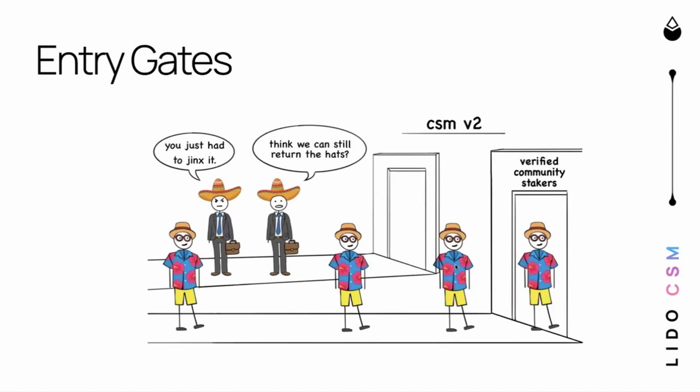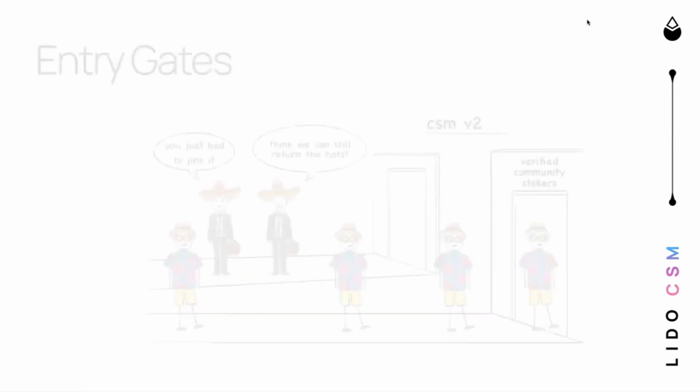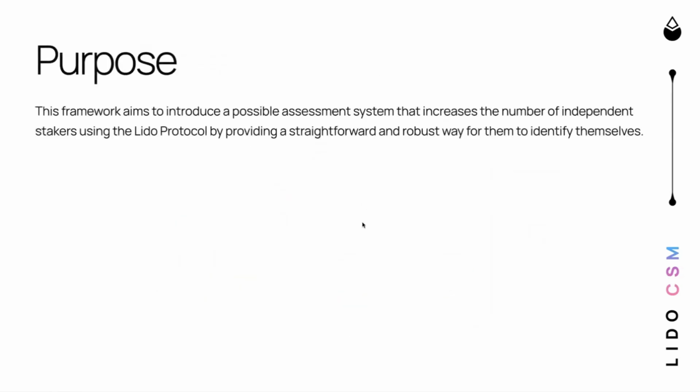But now the question is how we actually identify those independent operators. On this picture, it's pretty obvious, while in real life, it's not that easy. And this is basically the answer to the question why we even need this framework. So this framework aims to introduce a possible assessment system that increases the number of independent stakers by providing them a way to identify themselves. It is a beautiful, minimalistic slide, but this is the gist.